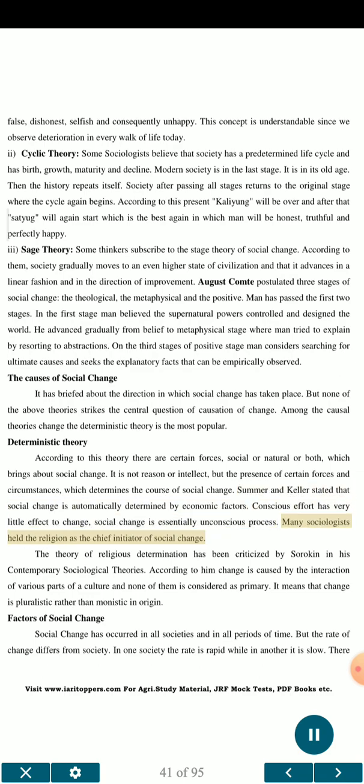Many sociologists held religion as the chief initiator of social change. The theory of religious determination has been criticized by Sorokin in his Contemporary Sociological Theories. According to him, change is caused by the interaction of various parts of a culture and none of them is considered as primary. It means that change is pluralistic rather than monistic in origin.